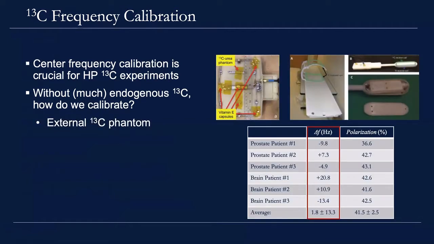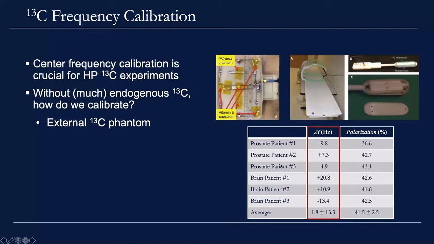So typically we'll have C13 enriched urea, which resonates close to a lot of the metabolites of interest, but does not overlap with them. And we can put these sort of embedded in the coil or around the animal, just within our imaging field of view, so we're able to calibrate the center frequency. So here I've shown some of the results from initial clinical studies where we have the phantom embedded in the receive array, and we're able to get very good accuracy in our center frequency calibration. So that works well.